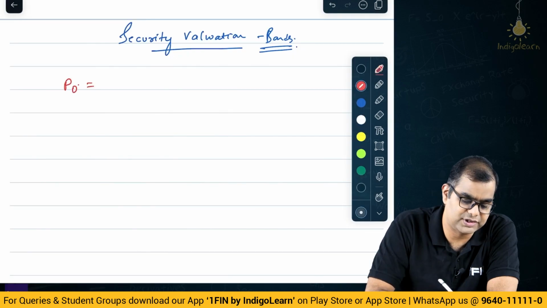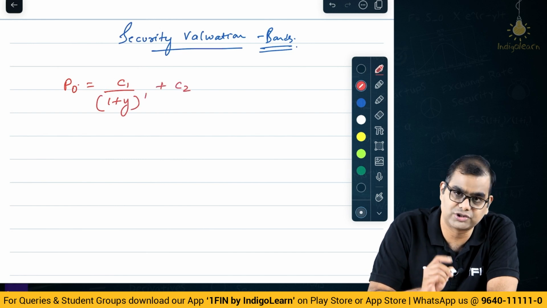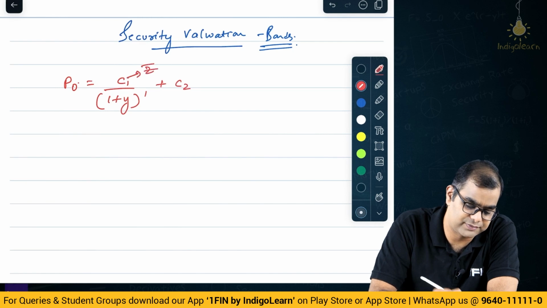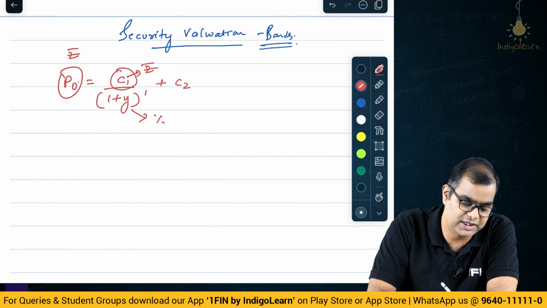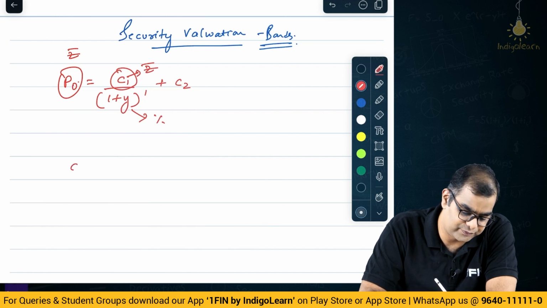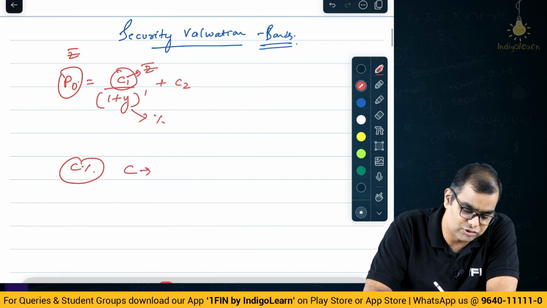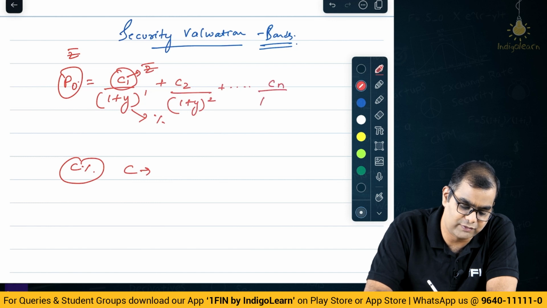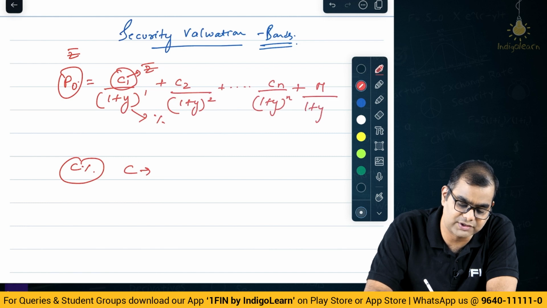So bond price P0 is equal to C1 by (1 plus yield) whole power 1, assuming it is an annual bond, plus C2 by (1 plus Y) whole square, and so on up to Cn by (1 plus Y) whole power n, plus your maturity value divided by (1 plus Y) whole power n. Here C is the coupon, not the rate; coupon is the absolute value in rupee terms, while coupon rate is in percentage terms. Price is of course in rupee terms.